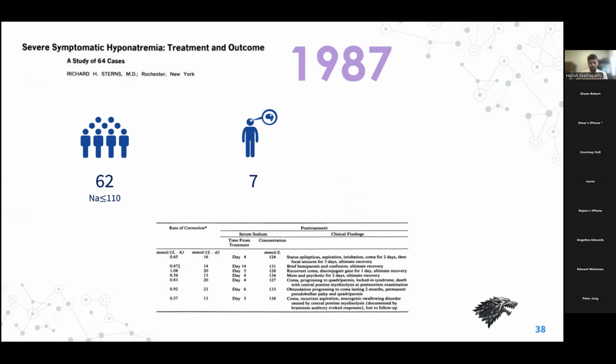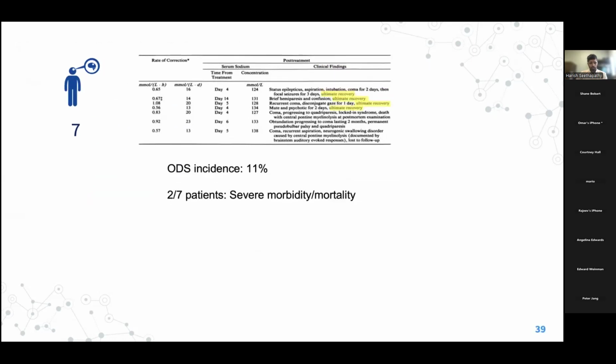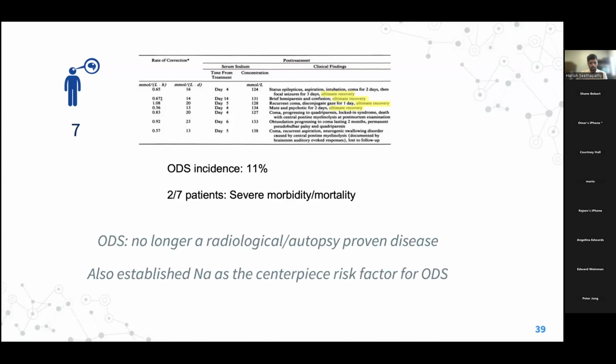And then they saw what the starting sodium was, what the correction rates were, how these people recovered, and so on and so forth. The ODS incidence in that cohort, as I mentioned, was in 7 patients, so an incidence of around 11%. Even in that cohort, 2 out of 7 patients, while they did have neurological complications, had ultimate good recovery. So 1987 was the point at which ODS was no longer a radiological or autopsy-proven disease. It also established sodium as a centerpiece risk factor for ODS.